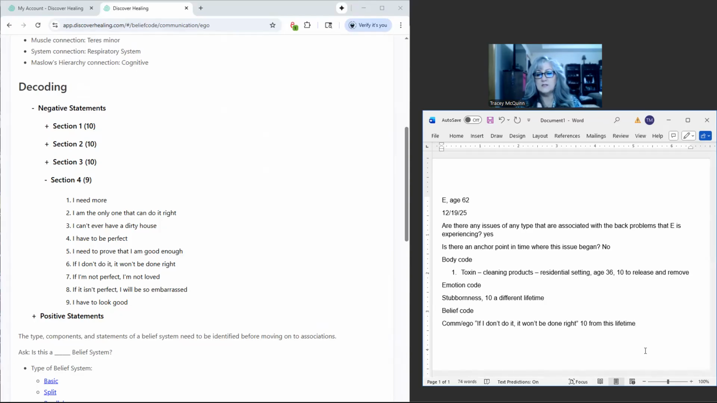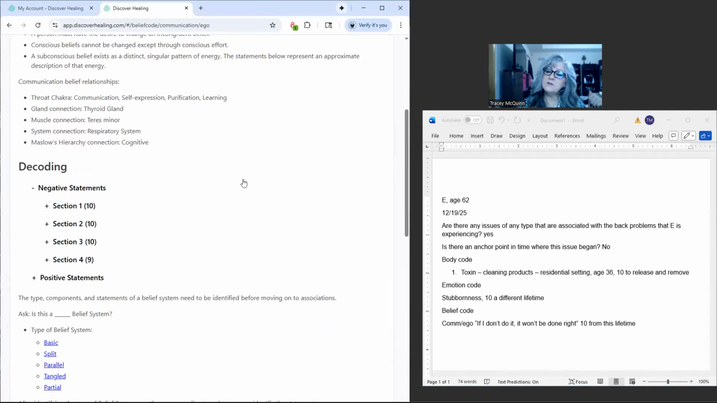Okay, so let's release this belief. If I don't do it, it won't be done right, from all levels of his being. 1, 2, 3, 4, 5, 6, 7, 8, 9, 10. Okay, did you release that successfully? Is there a replacement statement needed? Did we form a subconscious gap there? No. Okay, so we're good. Those are questions we need to ask in the belief code.